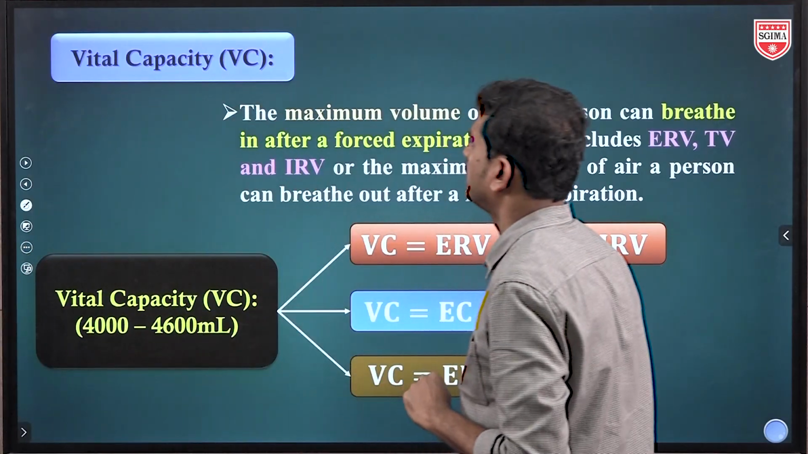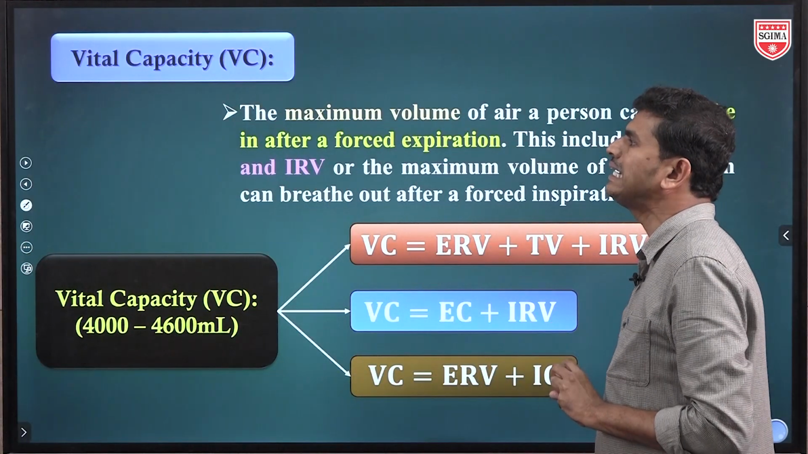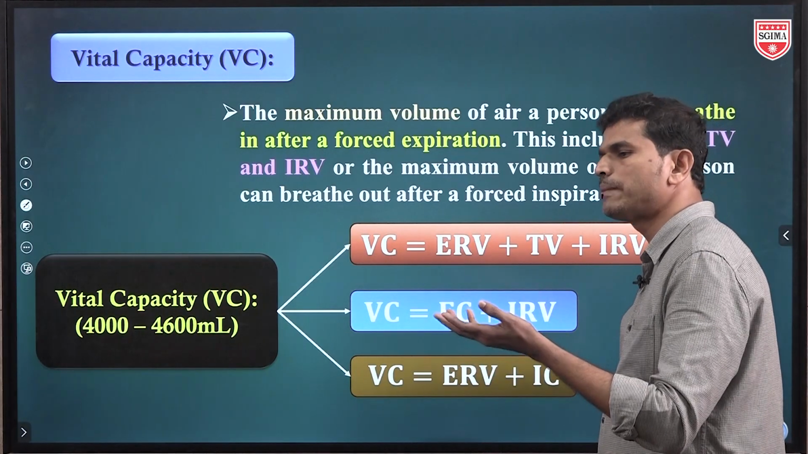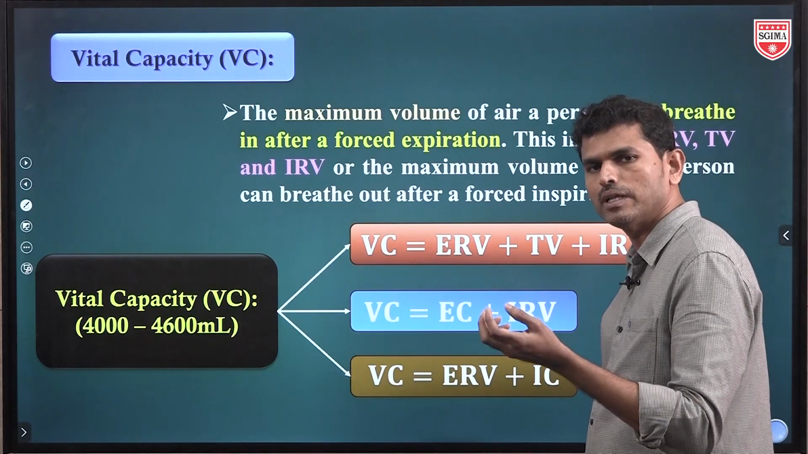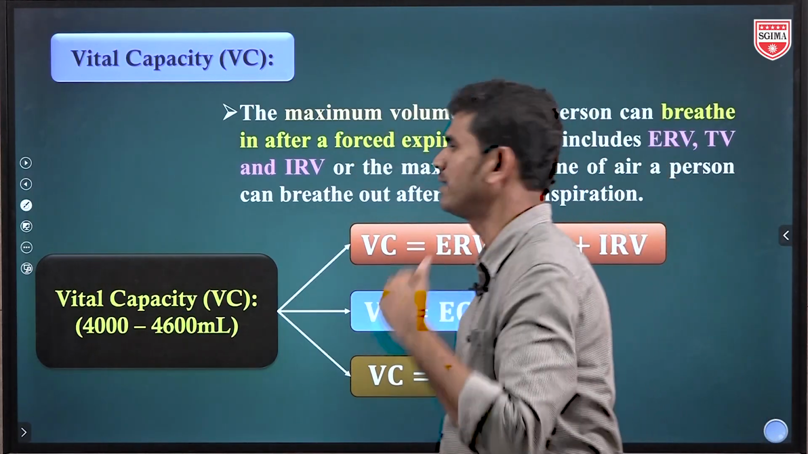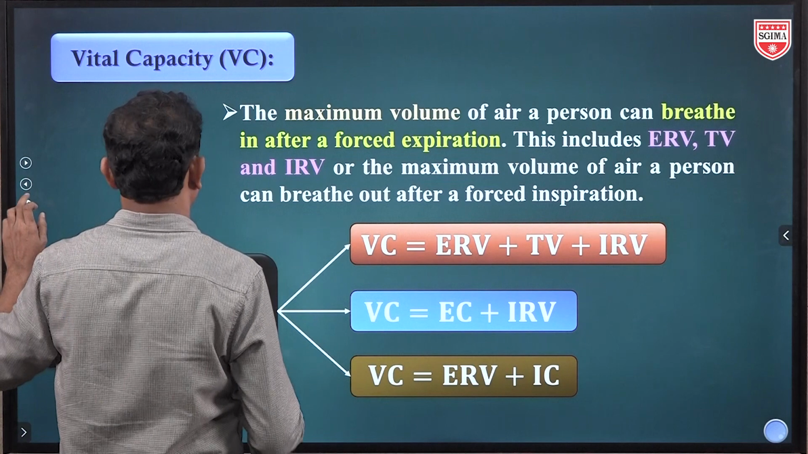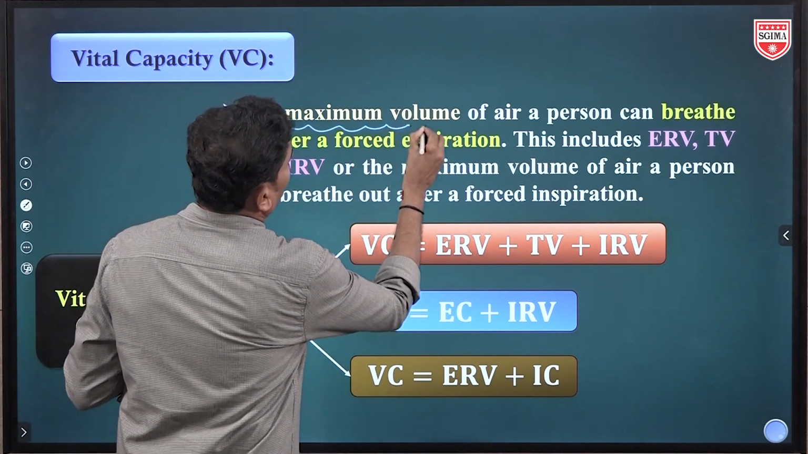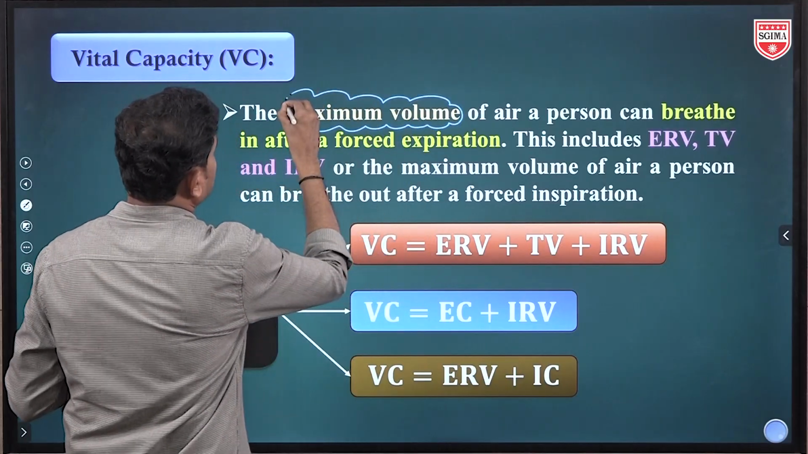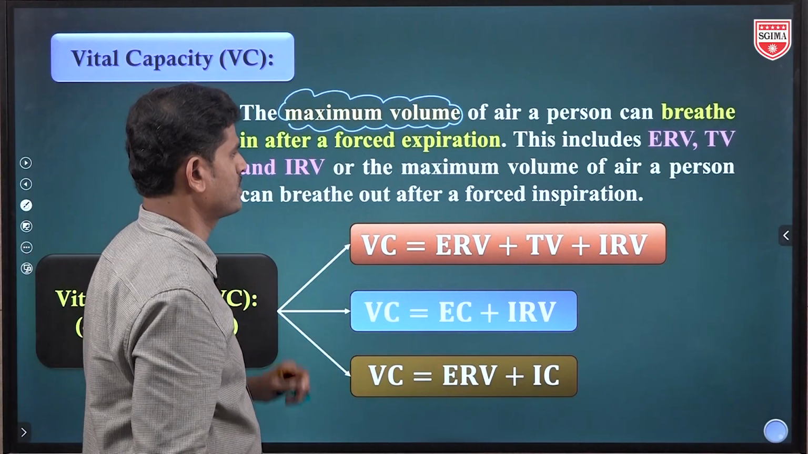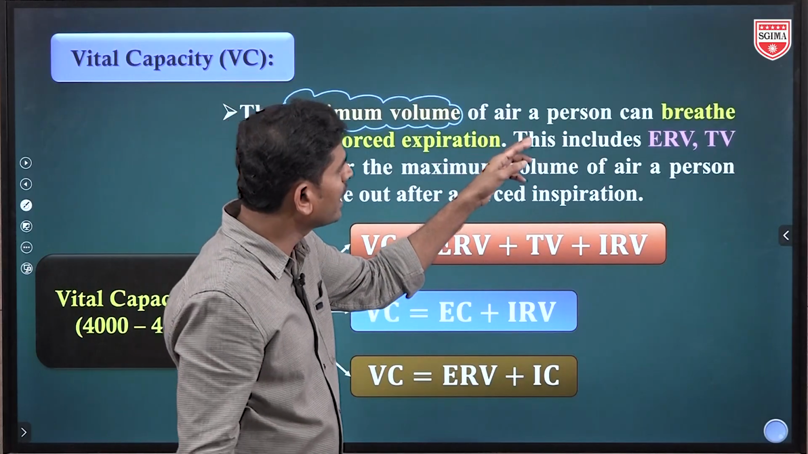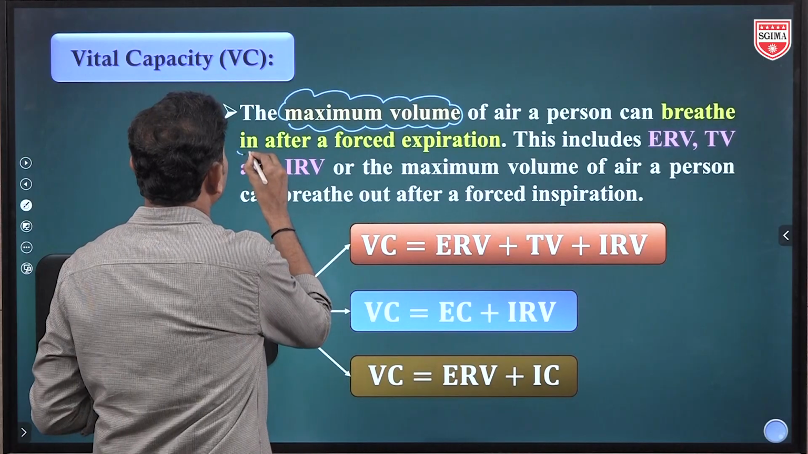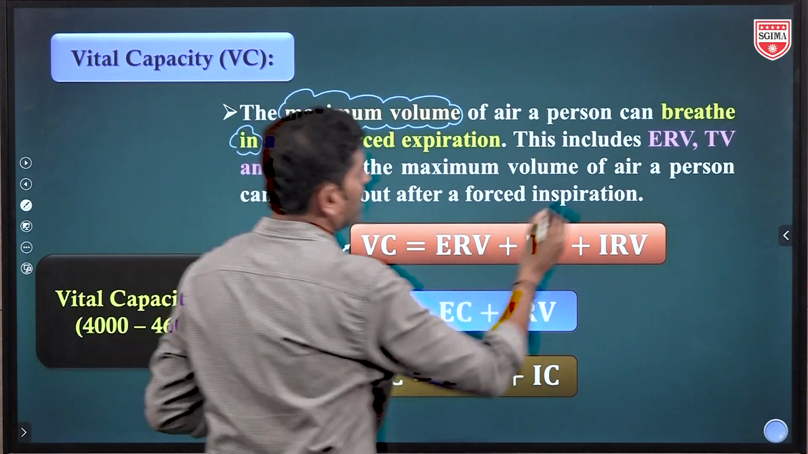Here is one more capacity, that is vital capacity. What do we have to observe in vital capacity? Both inspiration as well as expiration will be forceful processes, at extreme levels. So let us see what they have given. They have given this word, maximum volume. Maximum volume means nothing but a forceful process only. Maximum volume of air a person can breathe in, this is important.